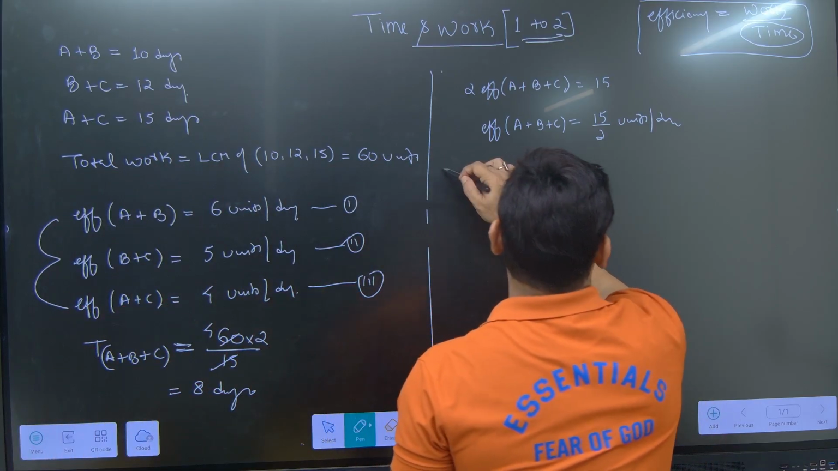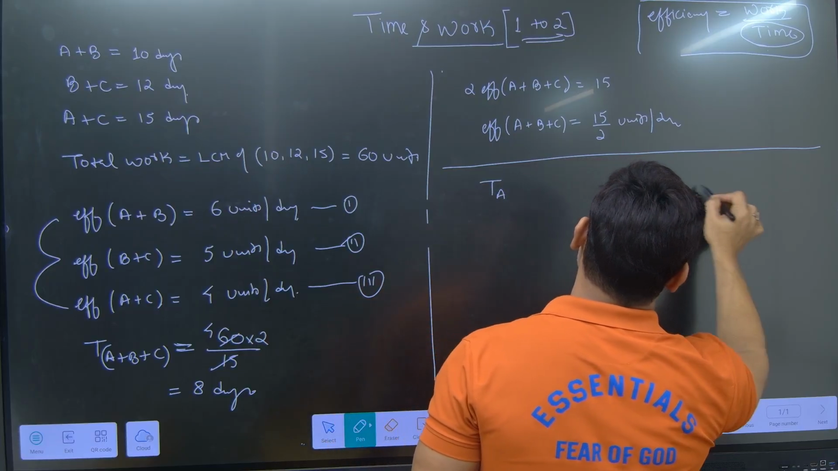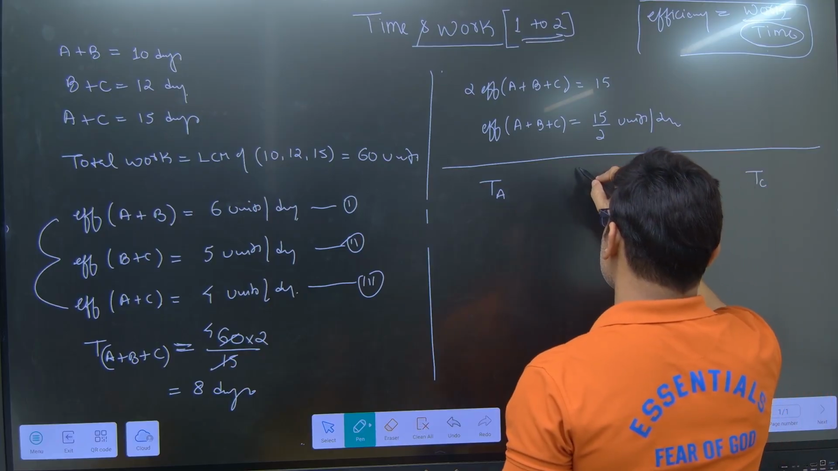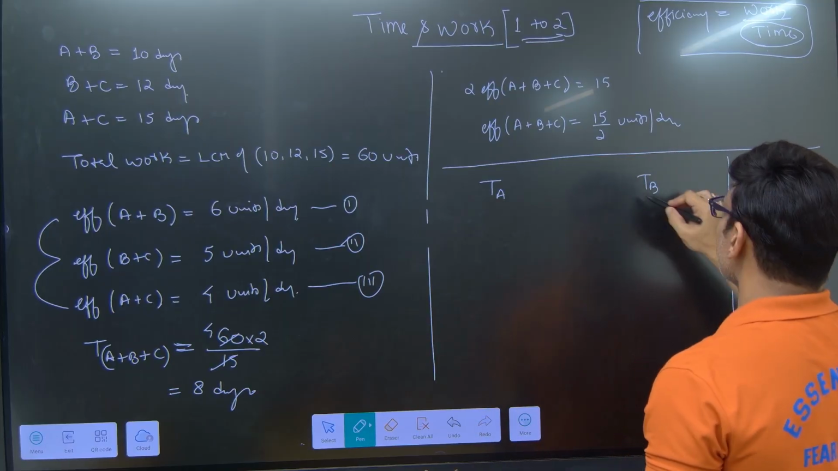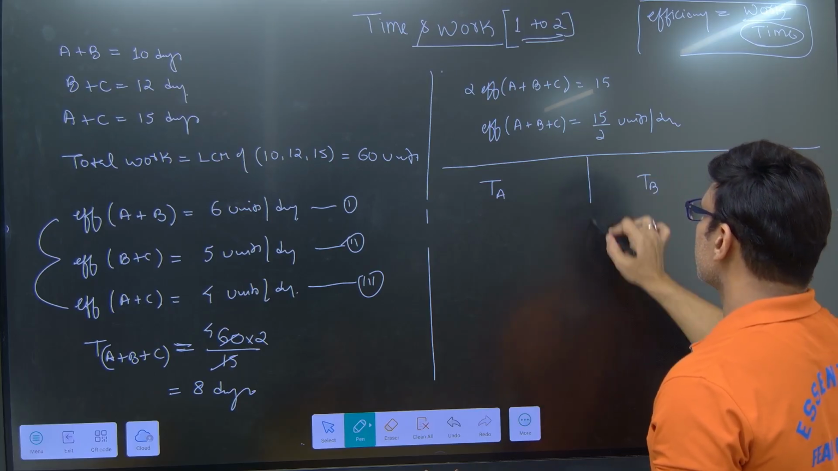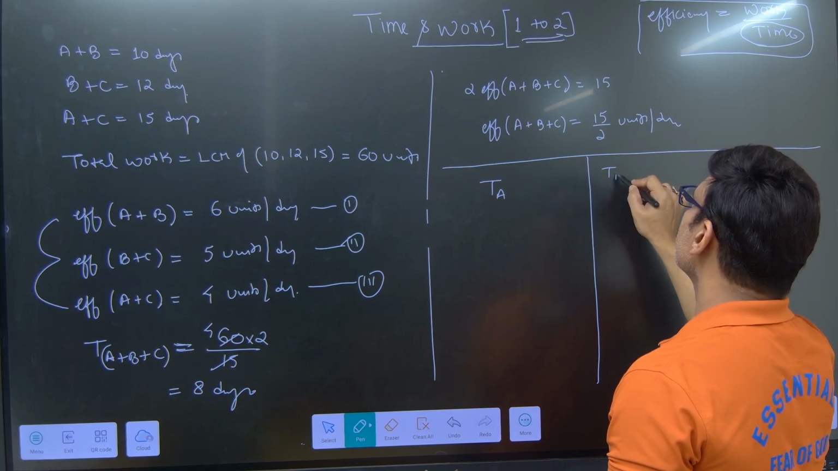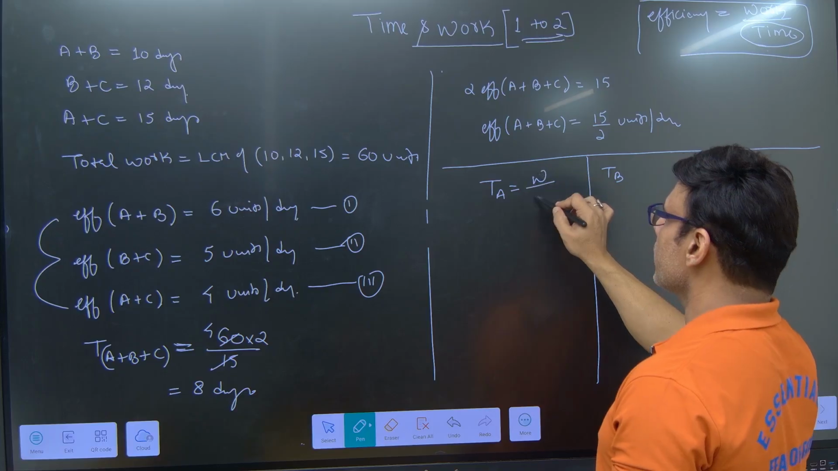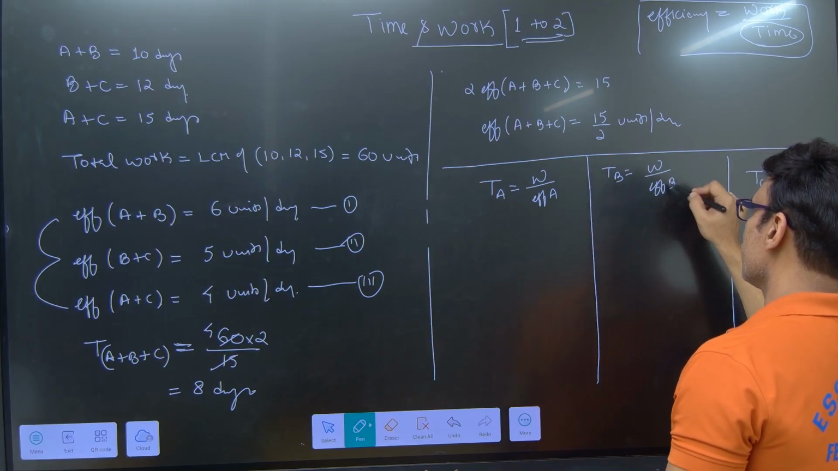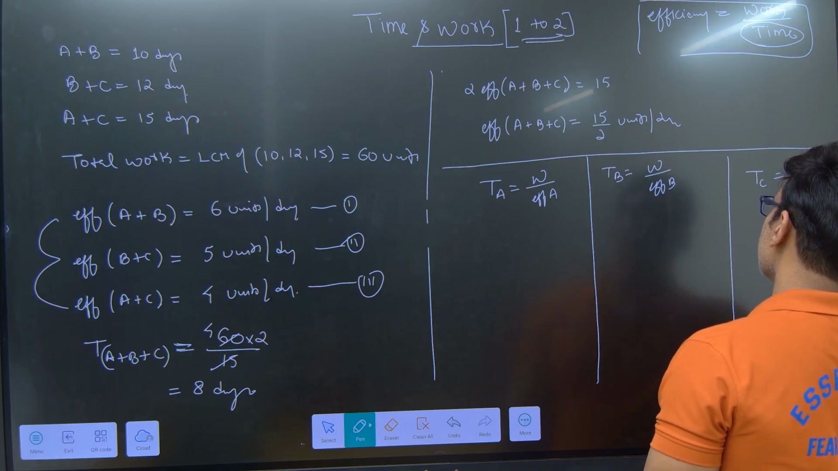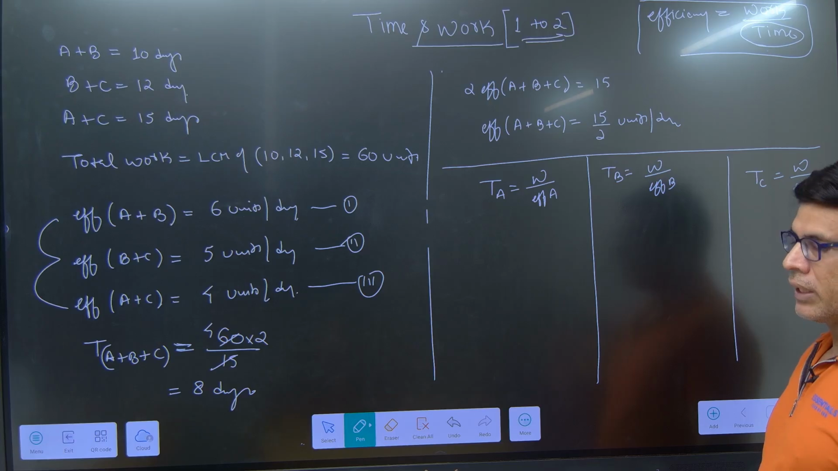In the same question, if I ask you, find out the time taken by A alone, or time taken by B alone, or time taken by C alone to finish this work, right? So time is total work upon efficiency of A, I have to find out. Time taken by B alone, work upon efficiency of B. Time taken by C alone, work upon efficiency of C. What is work? 60.